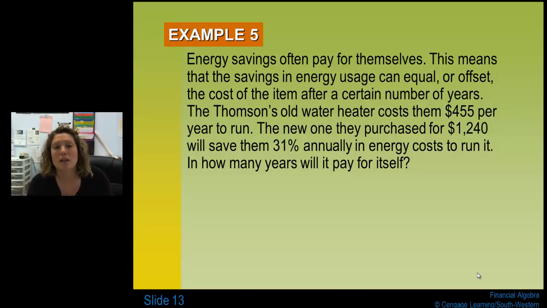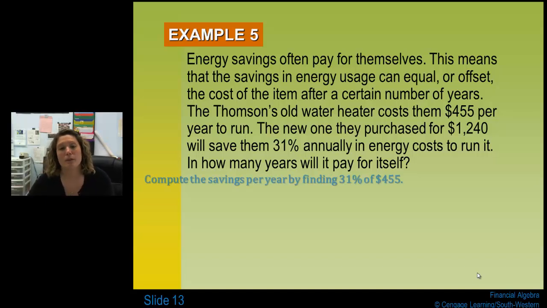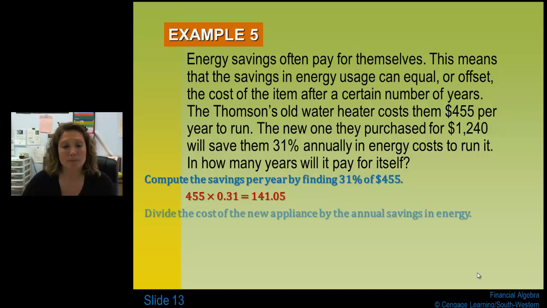The Thompson's old water heater cost them $455 per year to run. The new one they purchased for $1,240 will save them 31% annually in energy costs to run it. In how many years will it pay for itself? So the first thing we need to do is compute the savings per year by finding 31% of 455. So 31%, we need to make that into a decimal, so it's 0.31. Of means multiply. So we find the percentage there, which is $141.05 that they save per year.